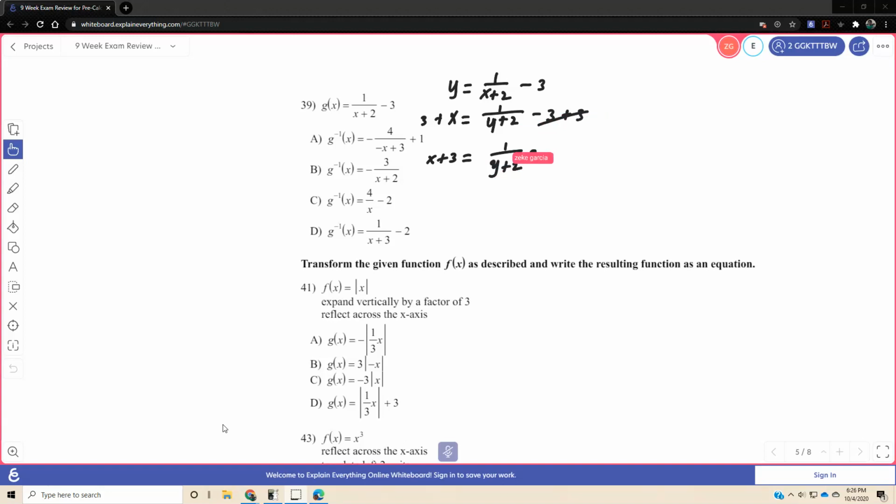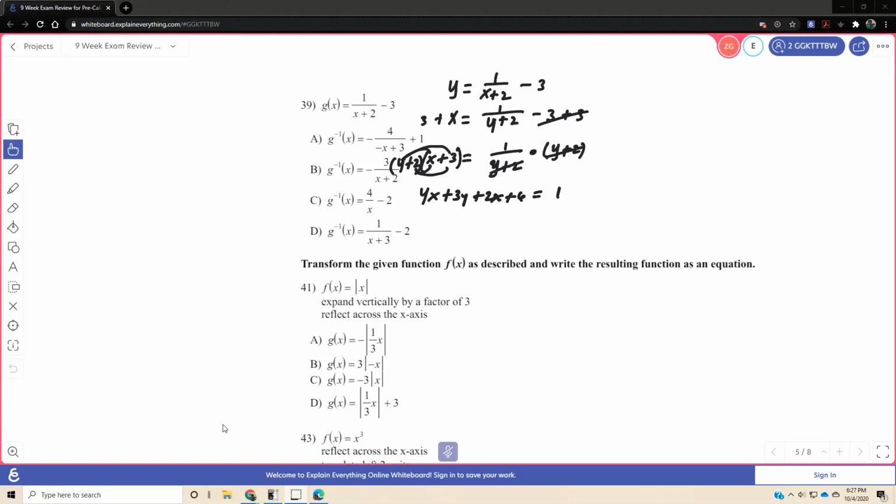So now we're going to multiply both sides by y plus 2. These two cancel. So we have y times x gives you yx. Y times 3 gives you 3y. 2 times x gives you 2x. 2 times 3 gives you 6 equals 1.